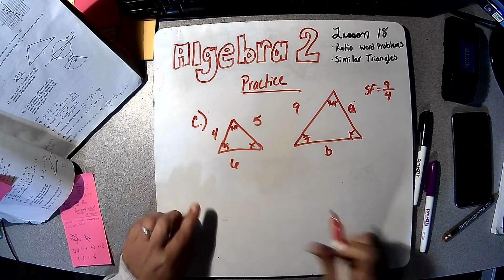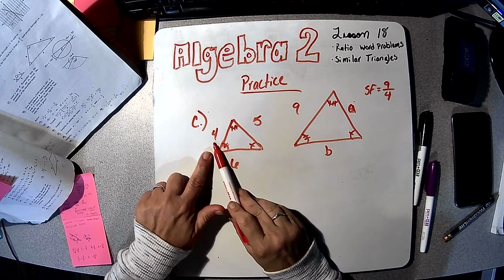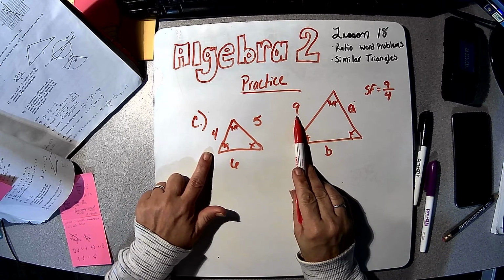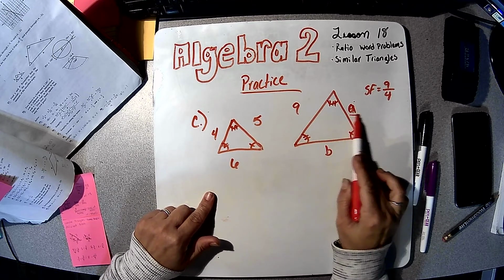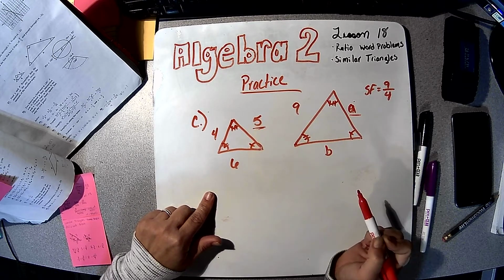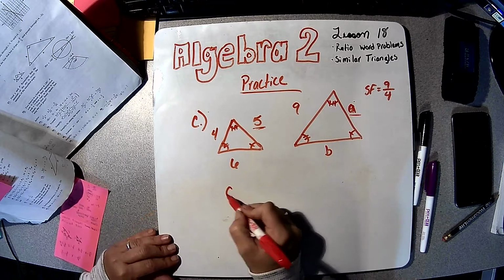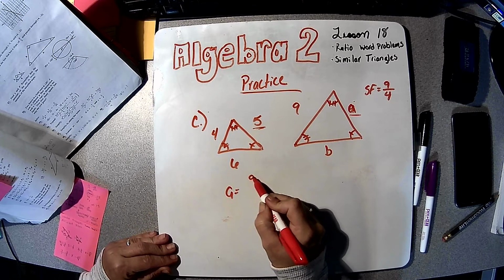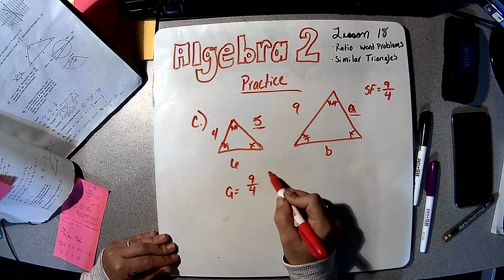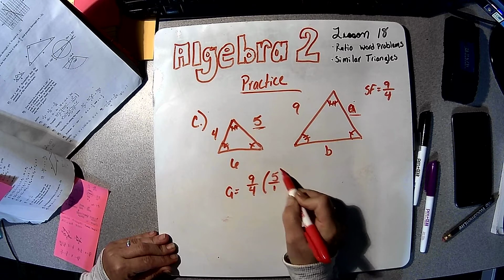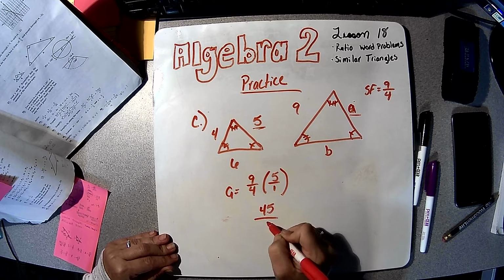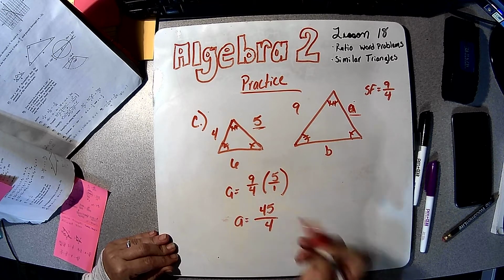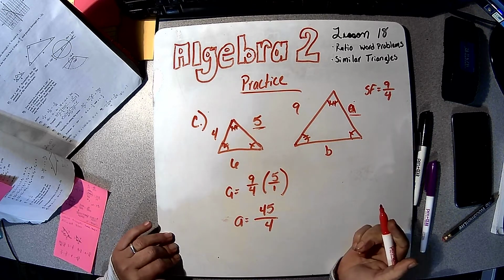Okay, so that means I had to multiply 4 times 9 over 4 to get 9. Okay, so now to find A, I'm going to multiply my scale factor times 5. It's going to tell me what A is. So A equals 9 over 4 times 5 over 1. 9 times 5 is 45. 4 times 1 is 4. A equals 45 over 4.